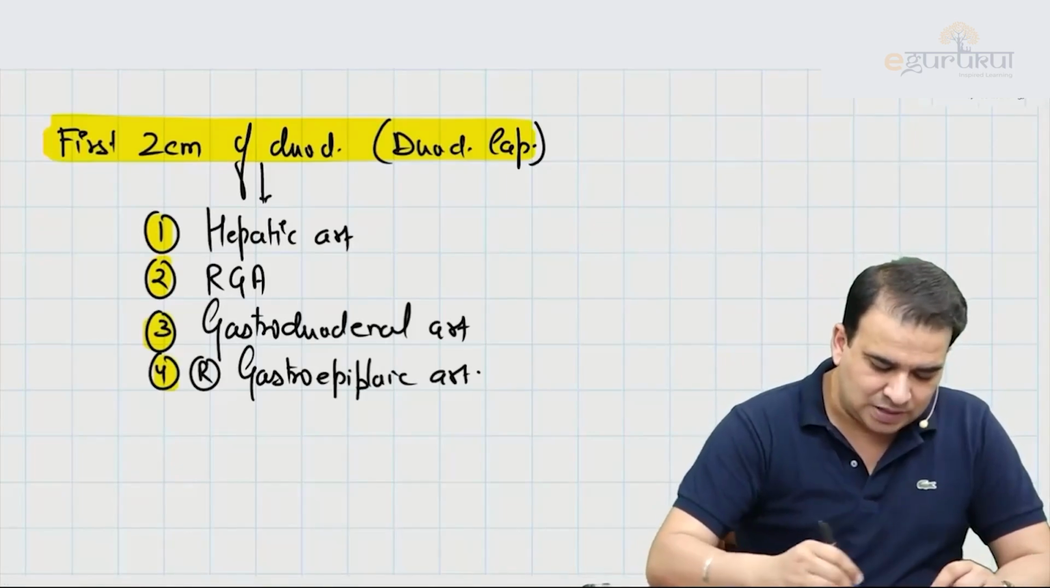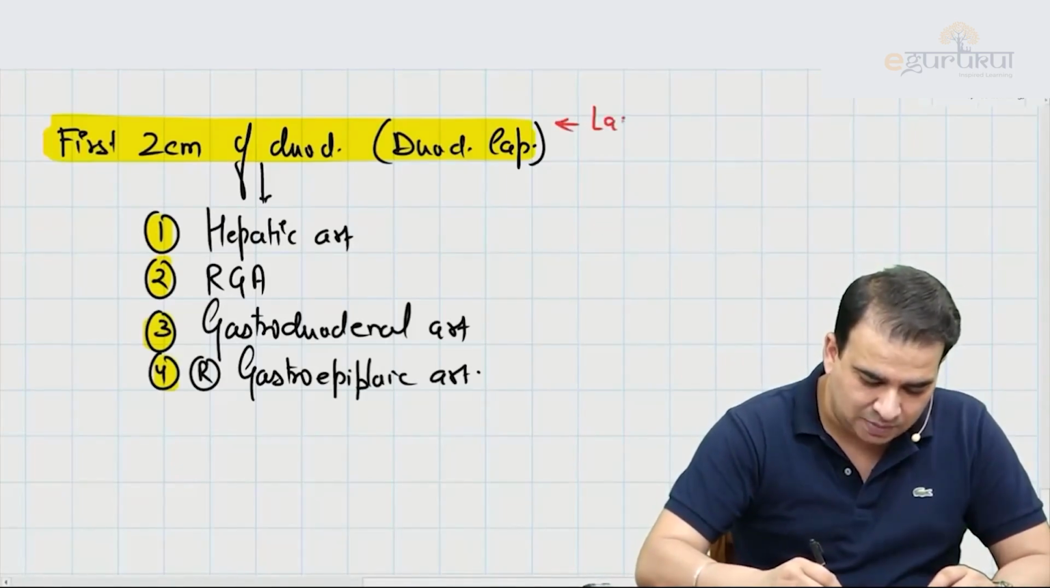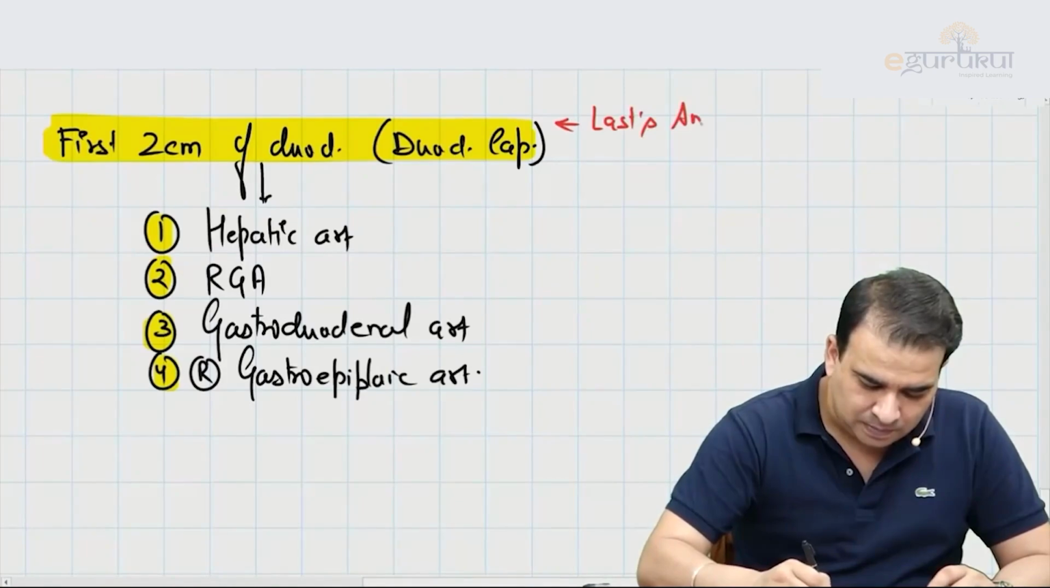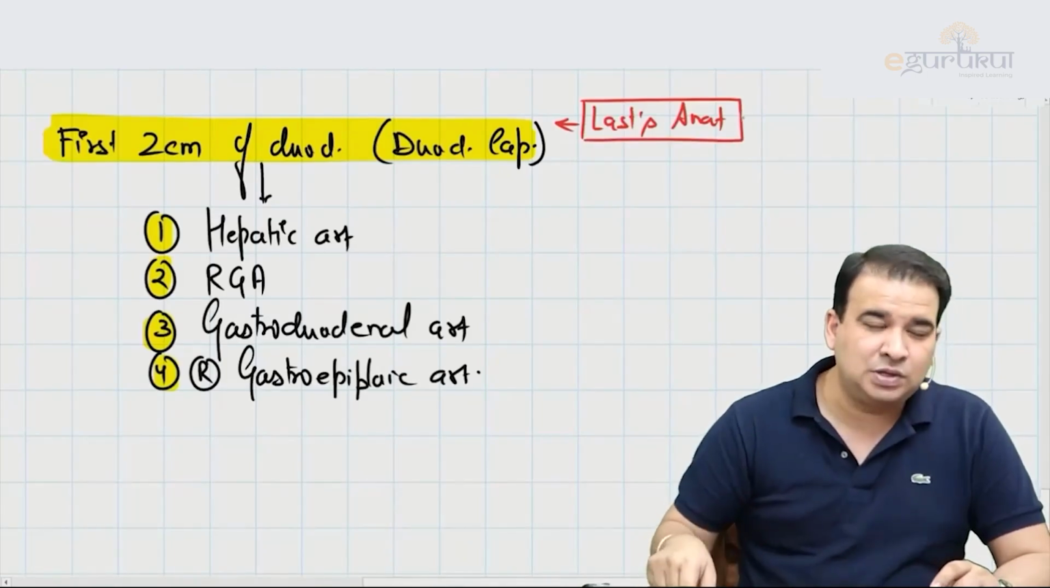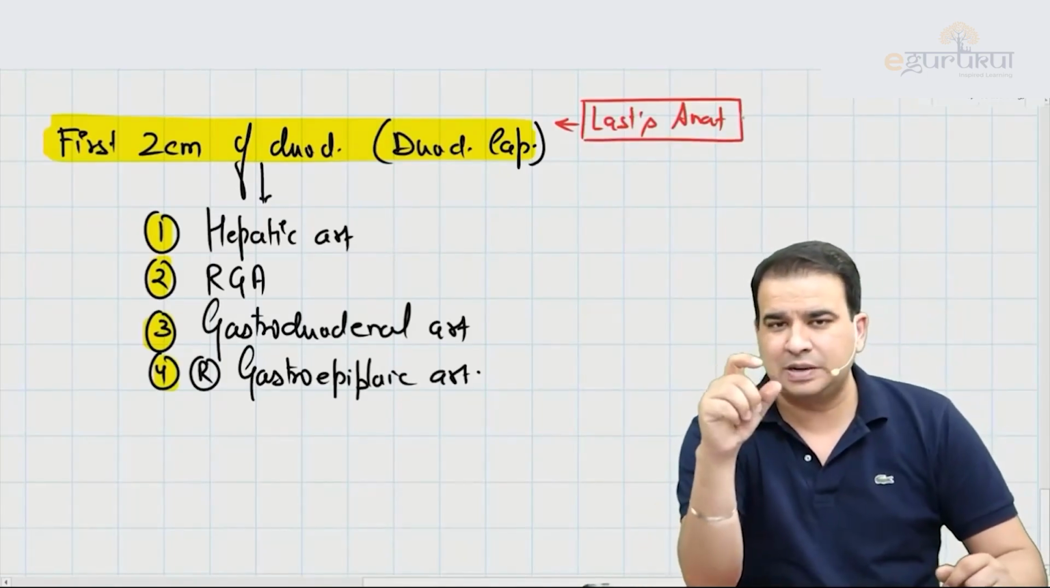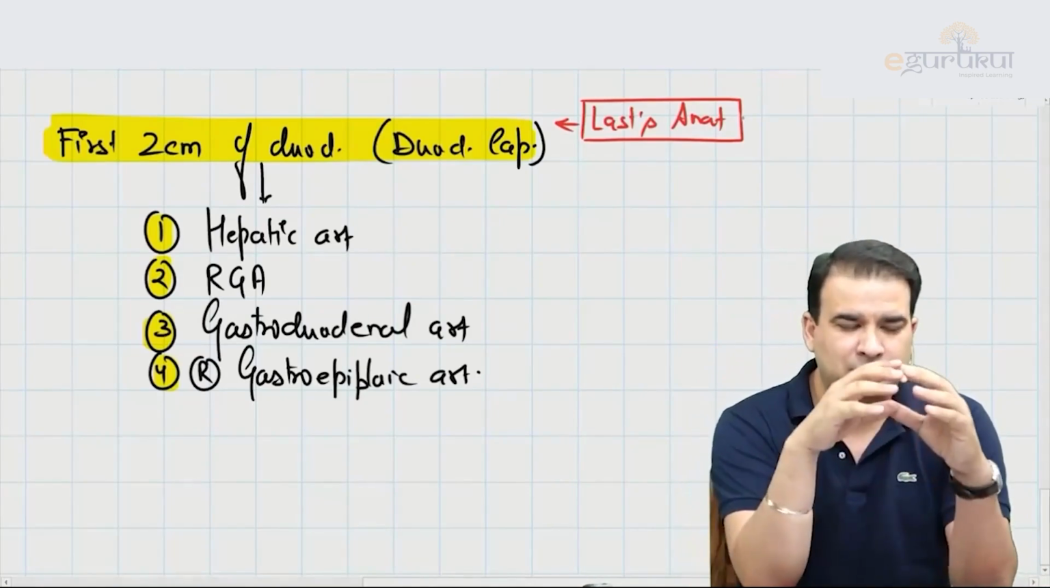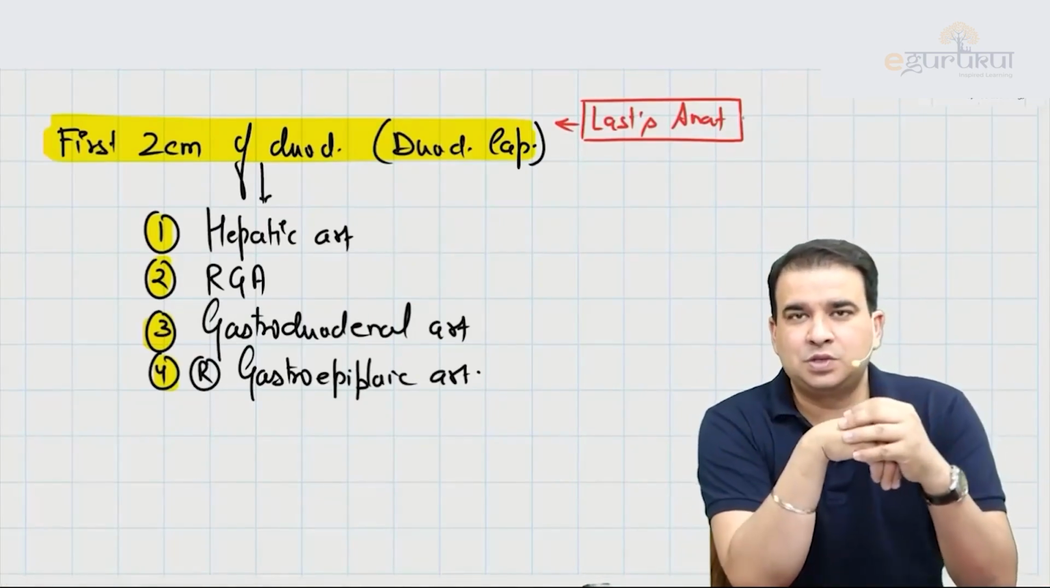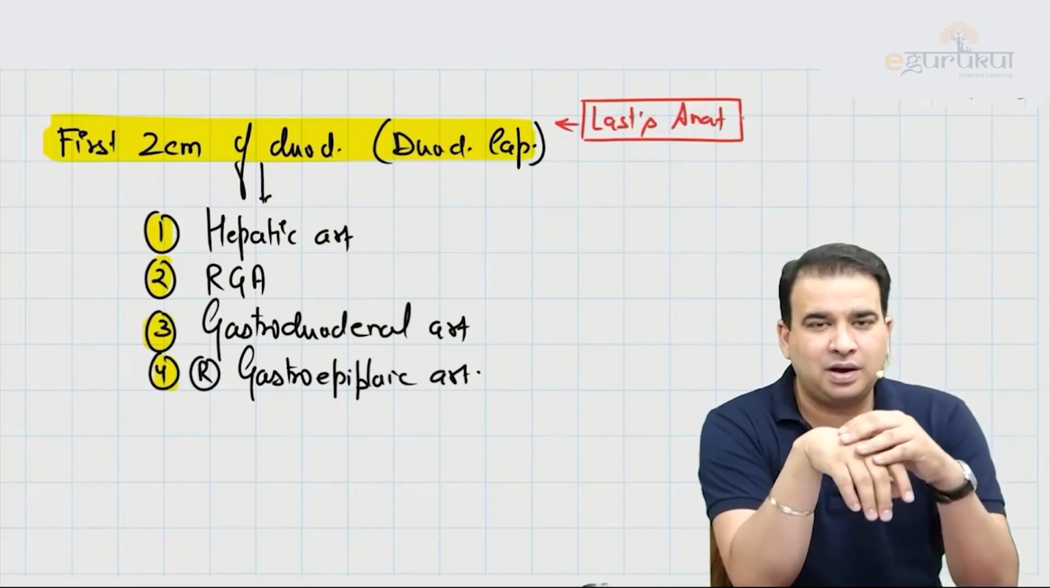This, as I said, the reference, I took it from Last's Anatomy. It's not mentioned in Gray's. They have talked about the blood supply to the first part of the duodenum, but not the first 2 centimeter. This is very precisely mentioned in Last's: the first 2 centimeter of duodenum is supplied by what artery.